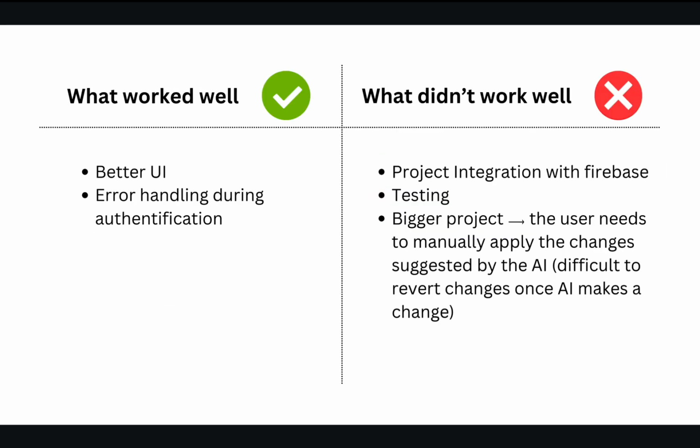This is super helpful because without it, the user experience might not be as good as it could be. So what worked well, I think, was better UI and error handling for authentication, because my app uses Firebase authentication, and it gave me the whole list of errors that Firebase authentication can throw, and the ways to handle them. When you do it by yourself, you might miss something, but that was quite thorough. But what didn't work well was, of course, you need to do the project integration by yourself, so when you don't have any experience, this might be hollow. And testing, of course, you need to do yourself because Claude doesn't know how it should behave, right? And when the project gets bigger, the user needs to manually apply the changes suggested by the AI. It says it's difficult for AI to revert changes once they're made. It's usually okay when your project size is small, but when it gets more complex, it suggests you do it manually, and it gives you proposals and some code snippets.